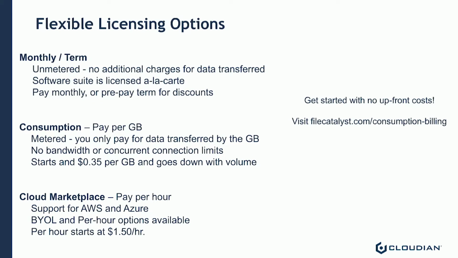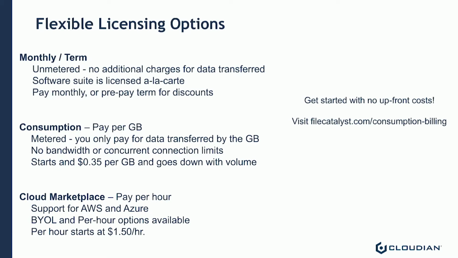The other license option that we offer is our consumption, which is a pay per gig license. So you only pay for the amount of data you transfer, and you're billed monthly. If you don't transfer any data in a month, you're not billed anything. The pricing starts at about 35 cents per gig, and it goes down based on how much data you transfer. The more you transfer, the cheaper the per gig price gets.